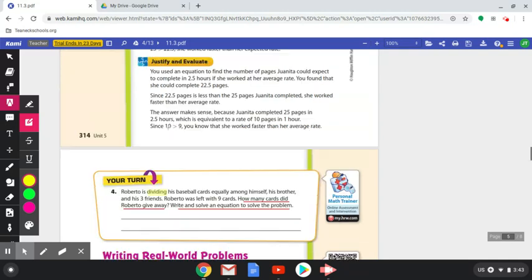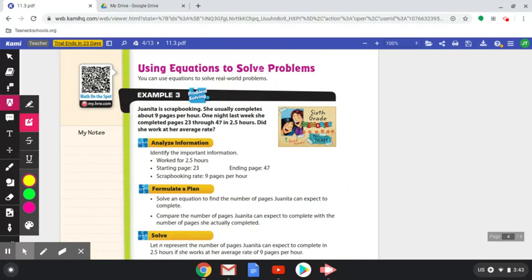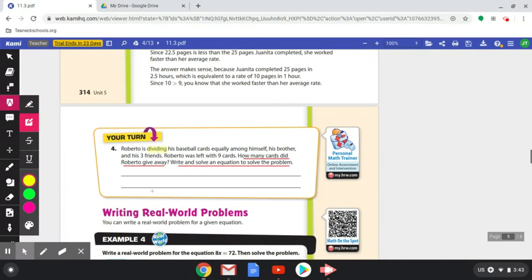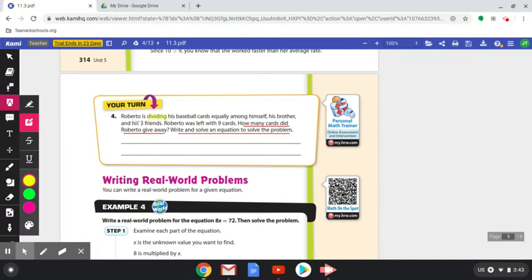Okay, so I'm going to show you using equations to solve problems with this problem right here on page 315. Number 4. Roberto is dividing his baseball cards equally among himself, his brother, and his 3 friends. Roberto was left with 9 cards. How many cards did Roberto give away? Write and solve an equation to solve the problem.